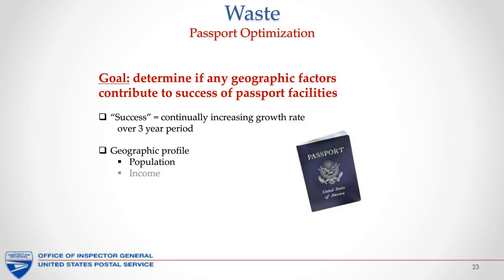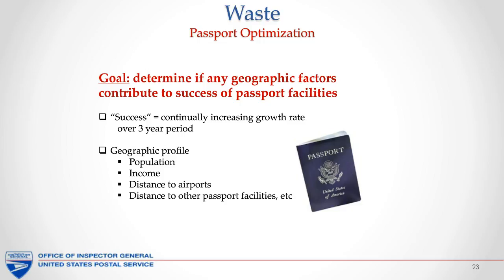We looked at over 200 criteria, and these are some of them: population, income, distance to airports, distance to other passport facilities. We looked at education. We looked at age. Like I said, it was about 200 criteria, basically based around census information. So each of these passports got assigned this geographic profile of what's the average age, what's the average income, what's the population in this area that this particular facility services.